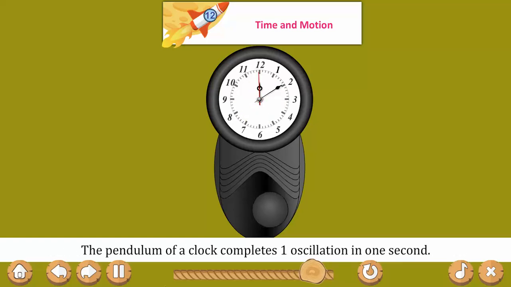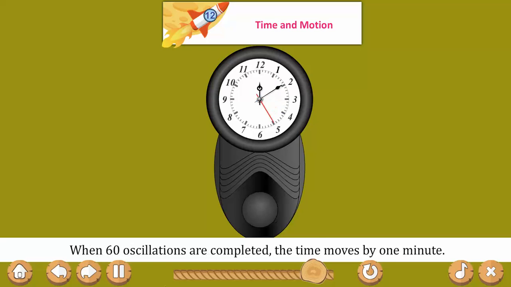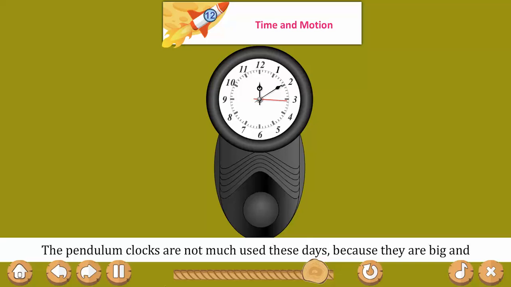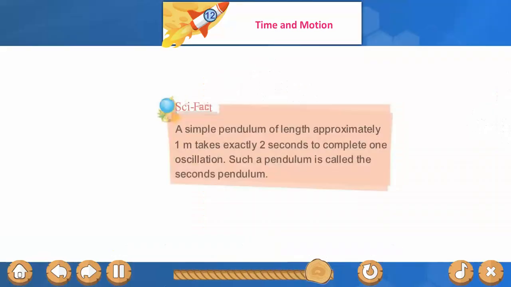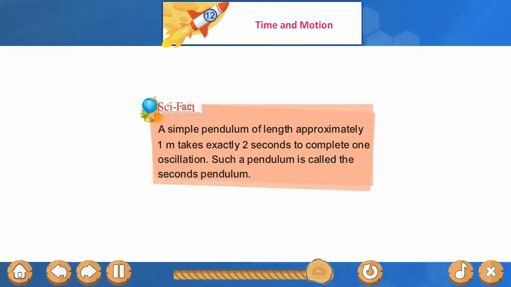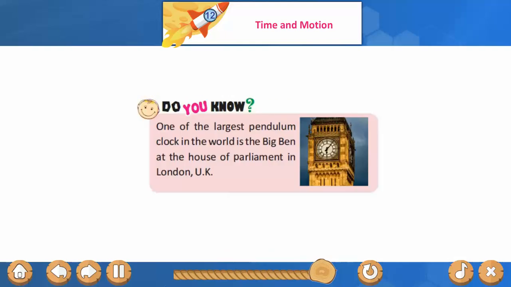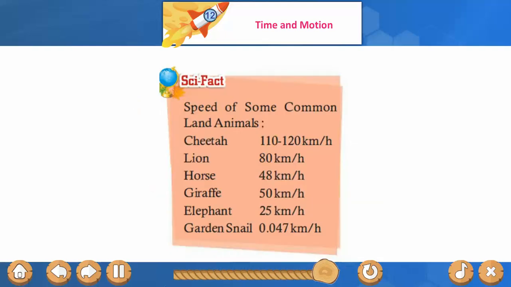The pendulum of a clock completes one oscillation in 1 second. When 60 oscillations are completed, the time moves by 1 minute. Pendulum clocks are not much used these days because they are big and bulky, so they could not be carried everywhere easily. A simple pendulum of length approximately 1 meter takes exactly 2 seconds to complete one oscillation. Such a pendulum is called the seconds pendulum. Do you know, one of the largest pendulum clocks in the world is the Big Ben at the House of Parliament in London, UK.